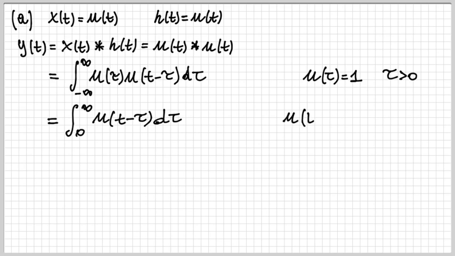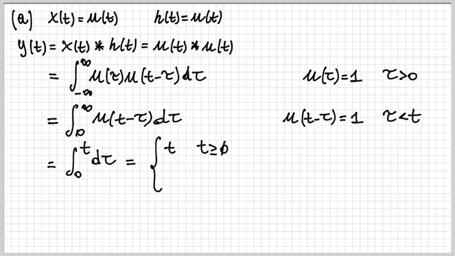I do the same thing with the other step function by noticing that u of t minus tau is 1 when tau is smaller than t, right? So again, I can rewrite the integral, and this time the integral runs between 0 and t, because as we saw, tau has to be larger than 0 and smaller than t. So how much is this integral? Well, this integral is simply t when t is positive, and it's 0 when t is negative, because there's nothing to integrate over. So the result can be written in a compact way as t times u of t. So it would be t for positive t, but 0 for negative t.